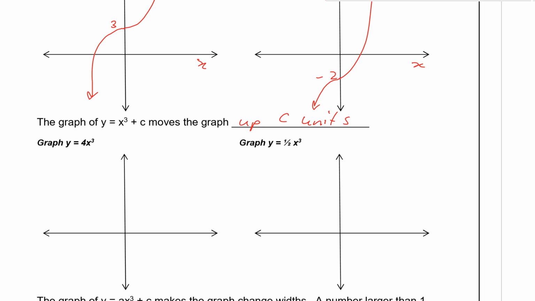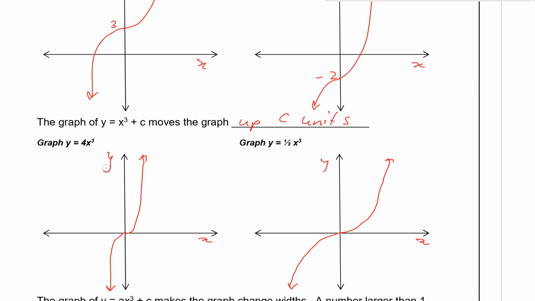Very similar to quadratics, if I put a coefficient other than 1 in front of this, in fact, if my coefficient is greater than 1, then I will make it steeper and narrower. So it will rise even faster and fall even faster. Right? 4x cubed, something more like that. Half x cubed, something more like that. Good. Don't forget to label your axes, x and y.